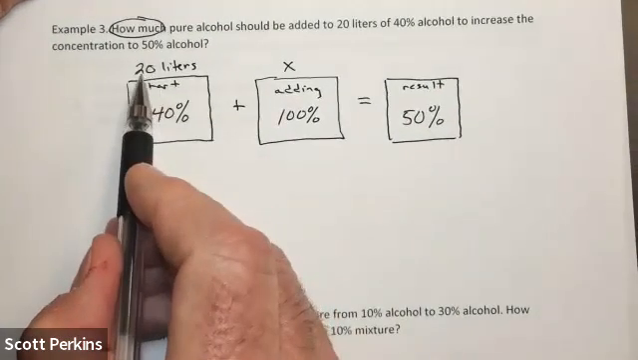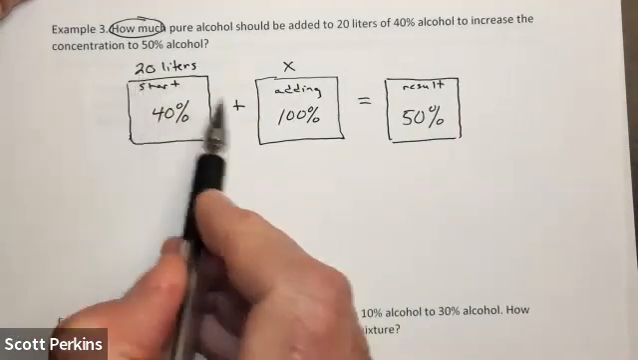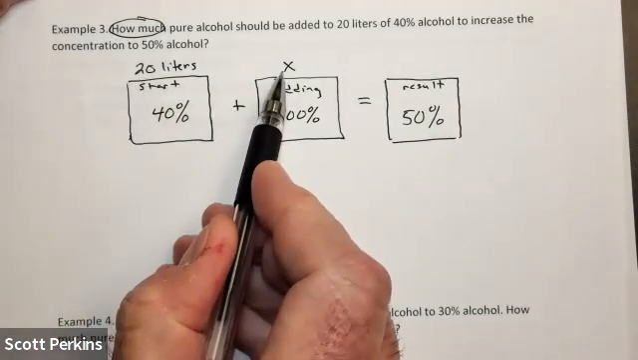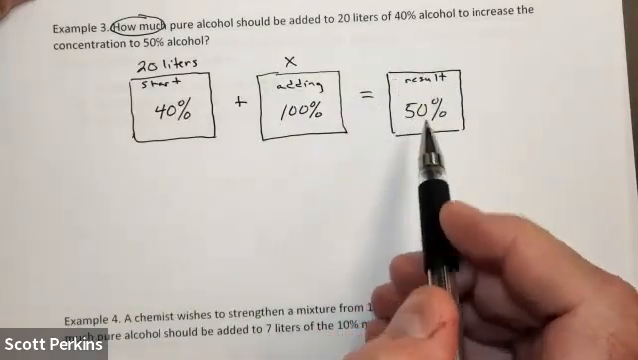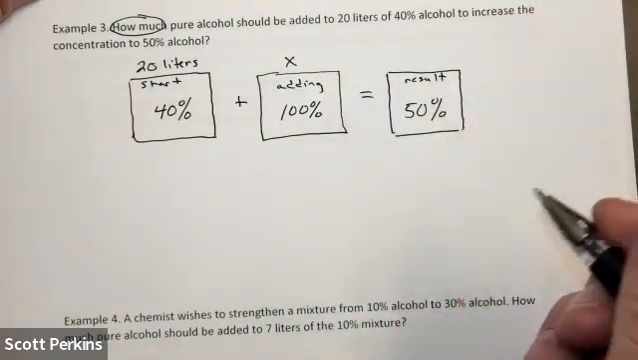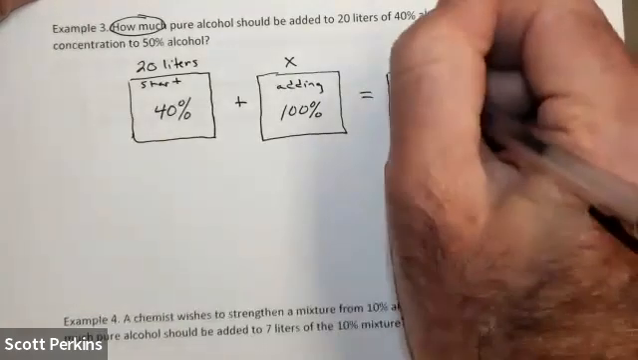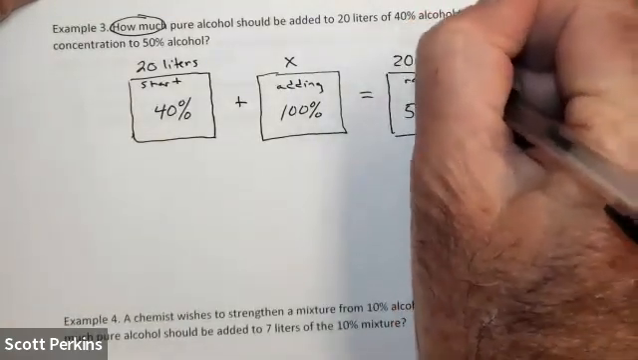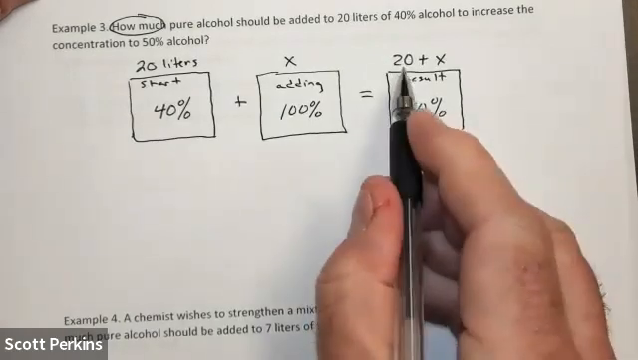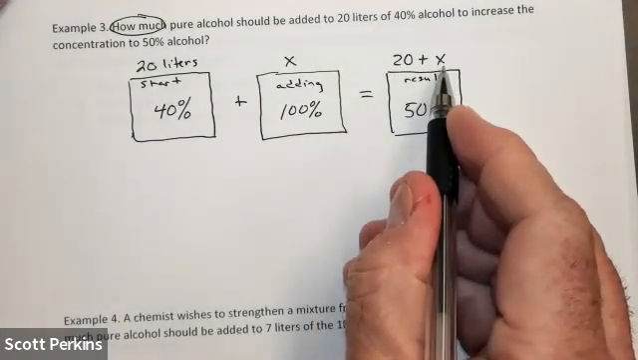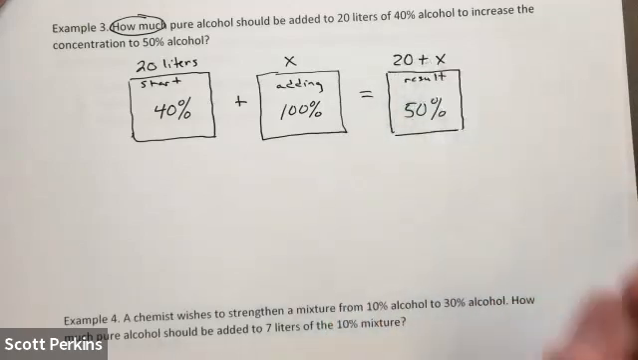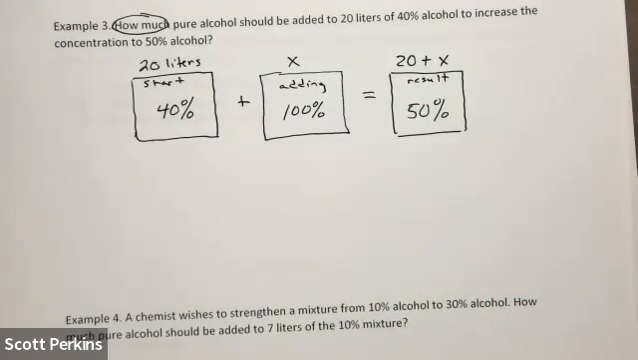If I started with 20 liters and I add some unknown amount, what's the volume of my result here? I don't know, but I can have an expression for it. It's 20 plus X. I started with 20 liters and I added an unknown amount of pure alcohol. So I add those two things together. That gives me my final volume. Does that make some semblance of sense?